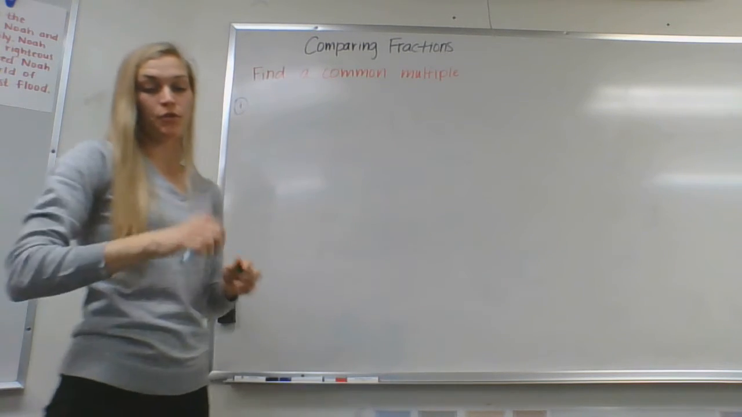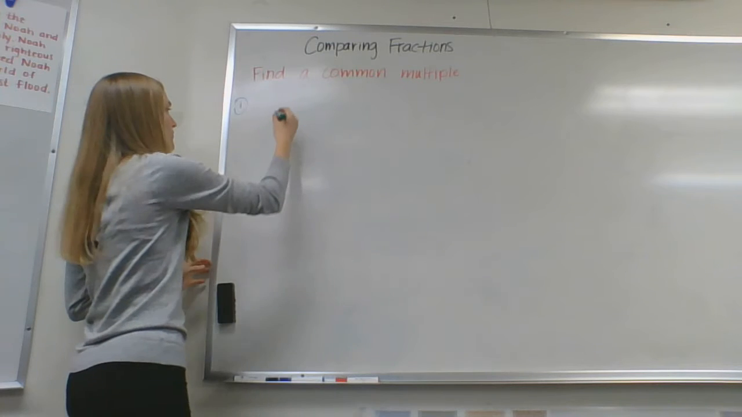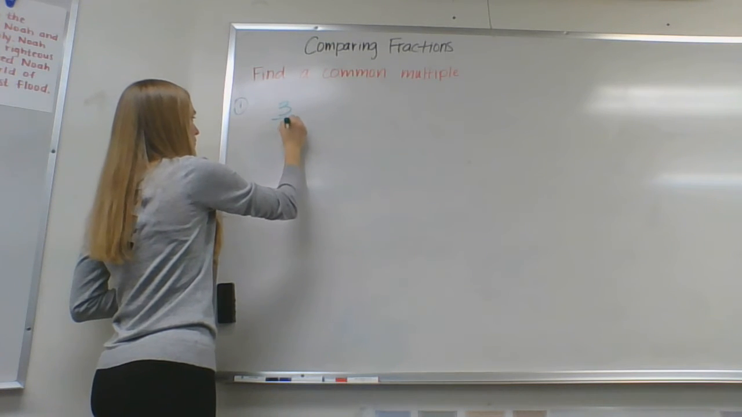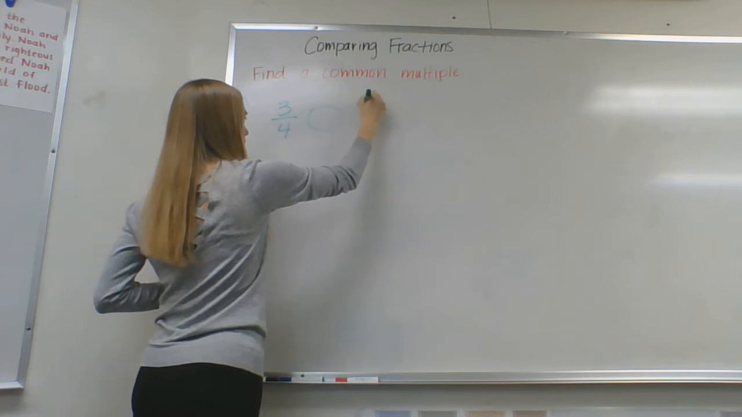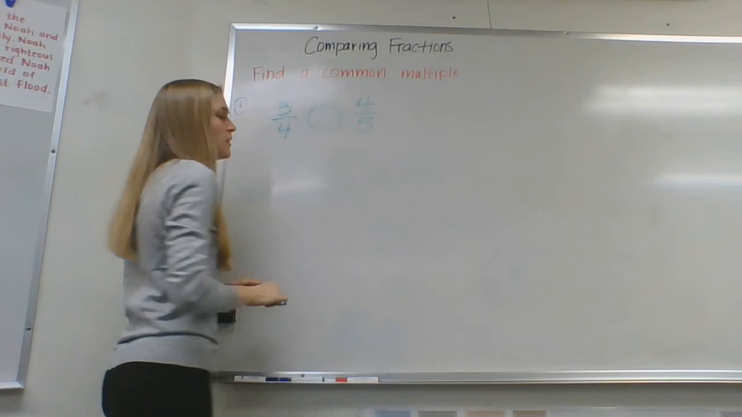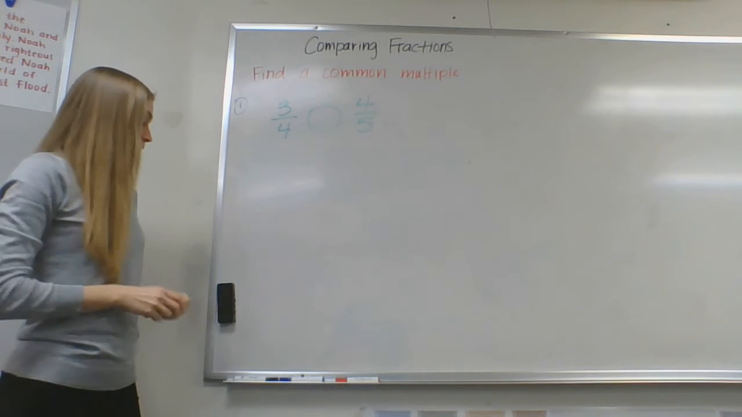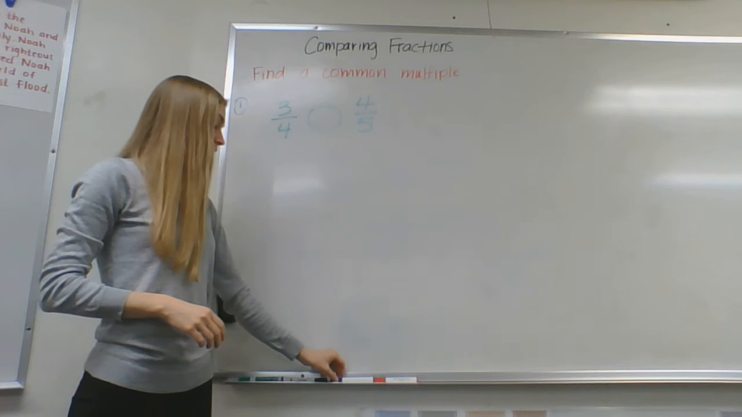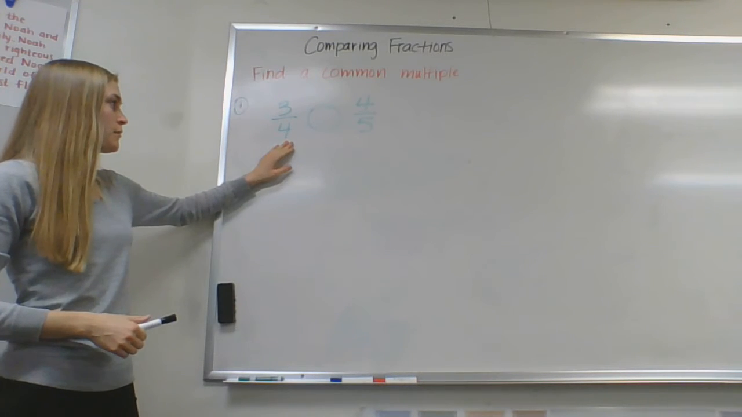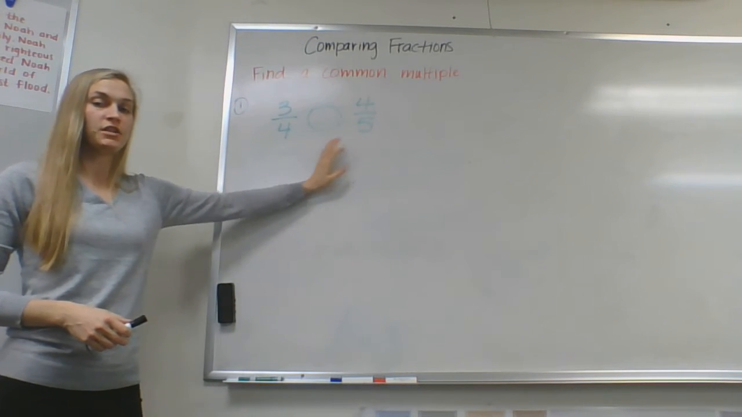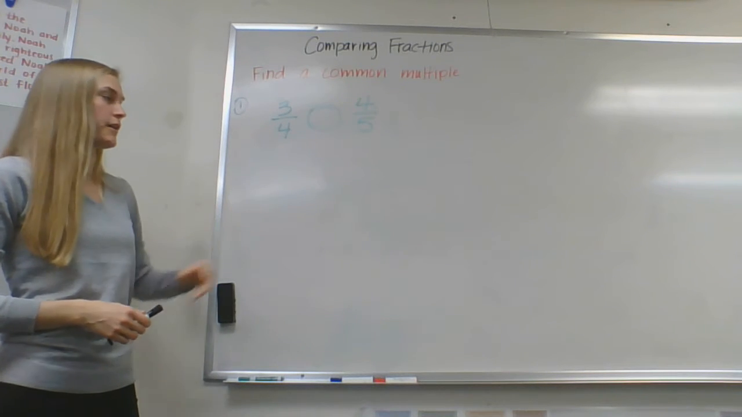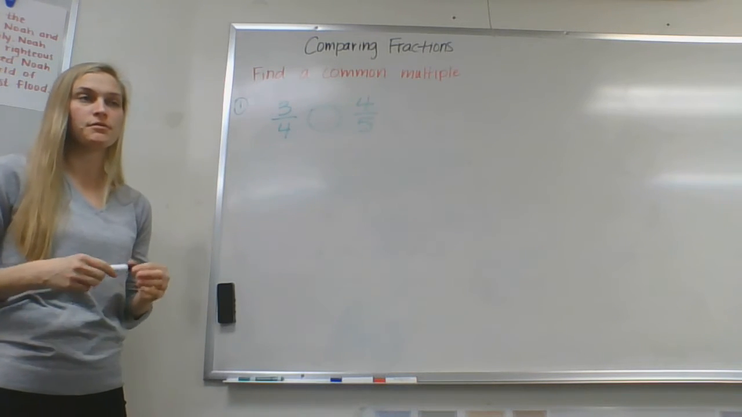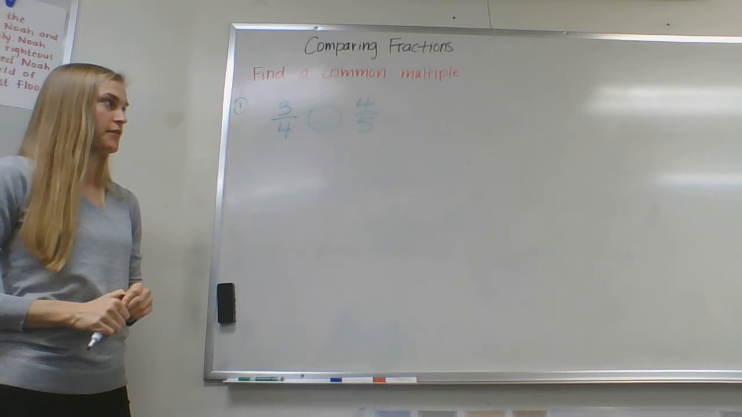All right, this example we'll do 3/4 and 4/5. So we want to find a common denominator between these, using this 4 and this 5. We're going to find the multiples of 4, find the multiples of 5, and find one that they have in common.